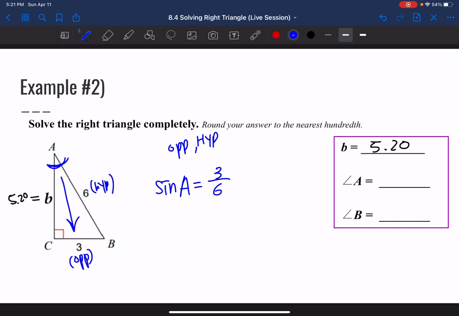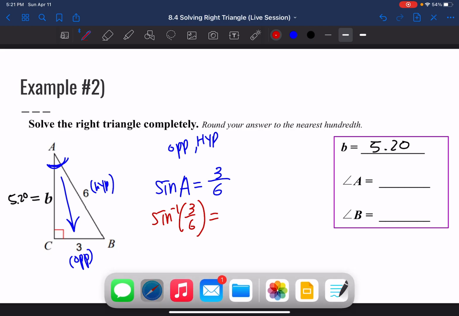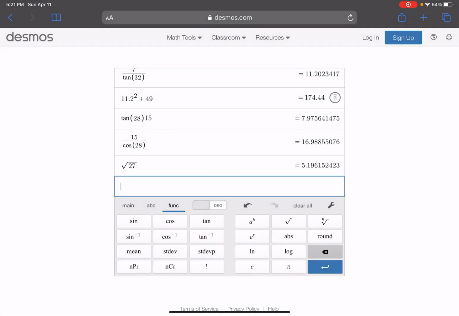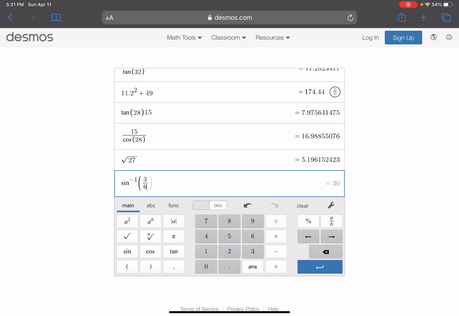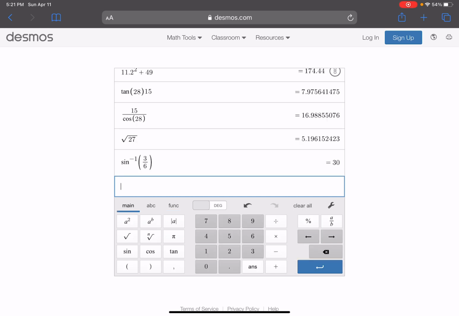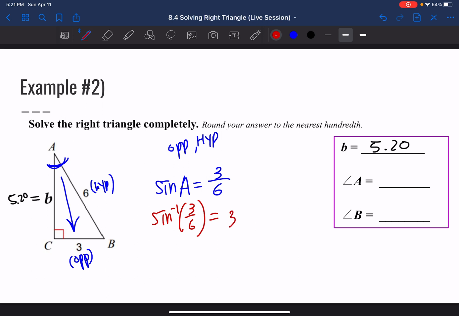See, whenever we are looking for an angle, what do we have to use? We have to use the inverse trig function. And then in parentheses, instead of A, you are going to put 3 over 6, and that's going to be your angle A. So we are going to use decimals, go to function, sine with a -1, and then we have 3 divided by 6. It's going to be 30 degrees. Make sure your mode has to be degrees, okay? 30 degrees. So A is 30 degrees.